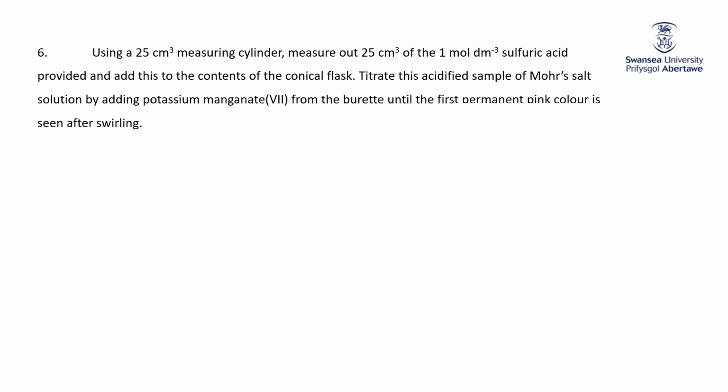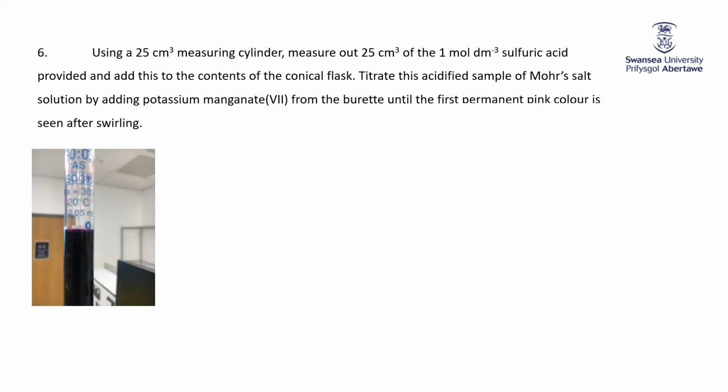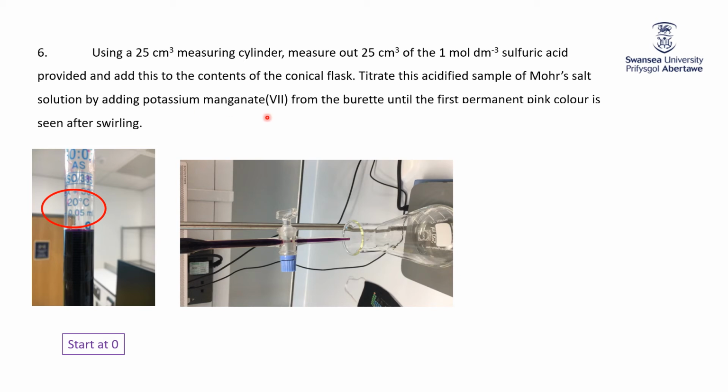Anyway, now we're going to go ahead and titrate this by adding potassium manganate 7 from the burette till the first permanent pink color is seen after swirling. So here is my burette. I'm starting at 0. You don't have to start at 0. You can start wherever you want as long as you record it and it's easy to read. And quickly point out, burettes are even more precise than the graduated pipette that I used. This burette is plus or minus 0.05 cubic centimeters. So anyway, here's the setup.